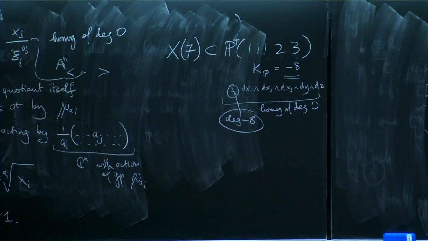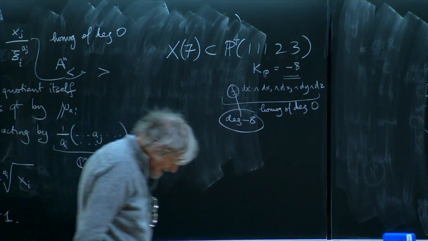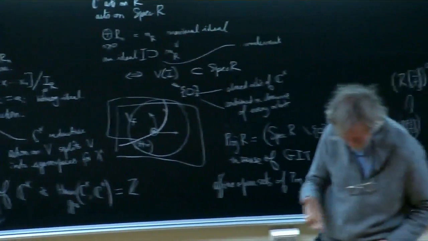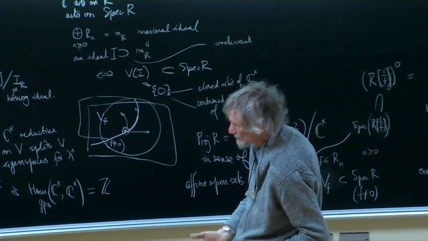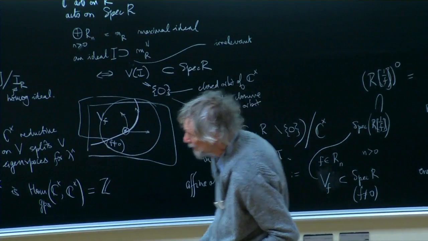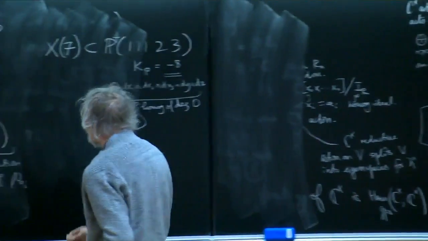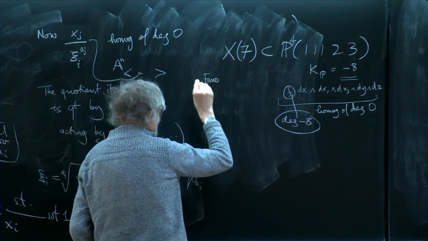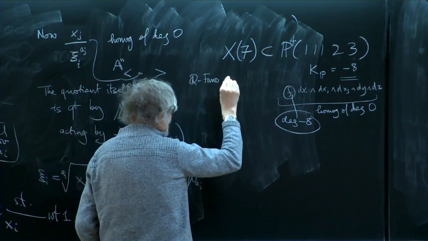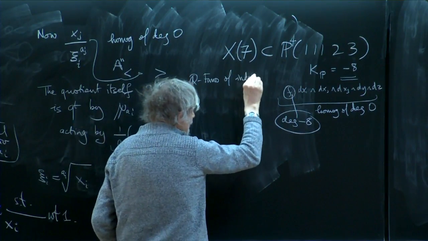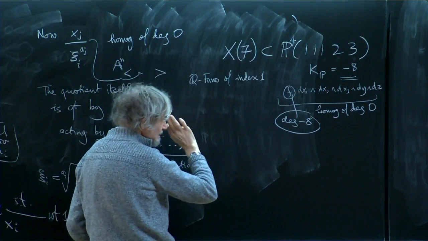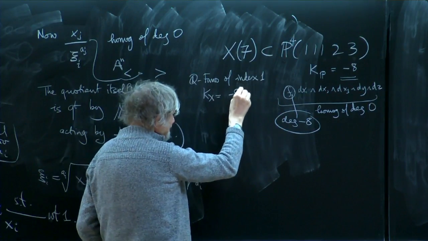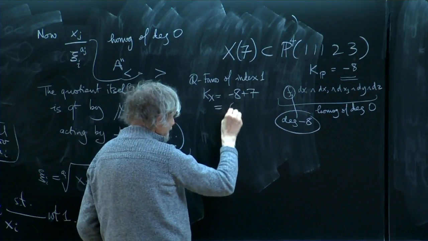So you don't really have to think of this as having any kind of theoretical content. I'm just telling you things you need to get used to when you're doing this calculation. Right? So this X is a Fano of index 1, a Q-Fano of index 1. So K_X is minus 8 plus 7, which is O of minus 1.